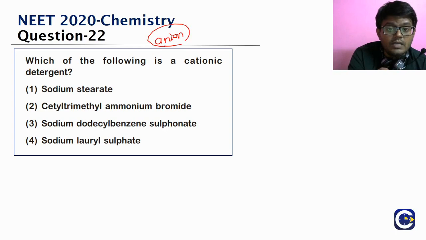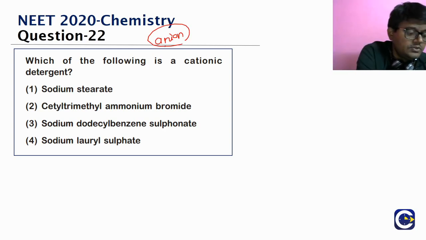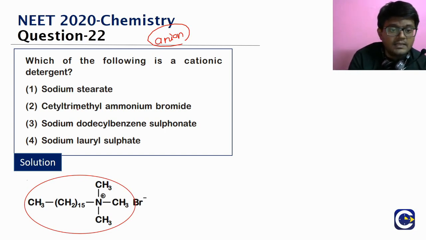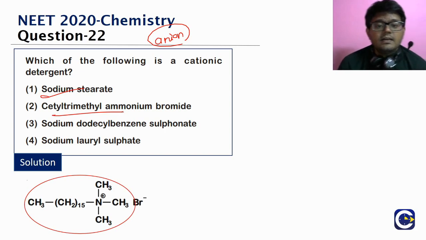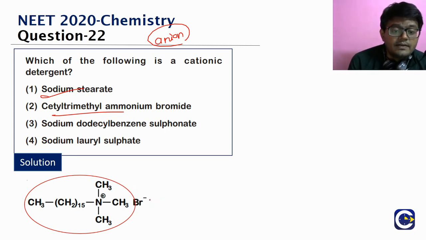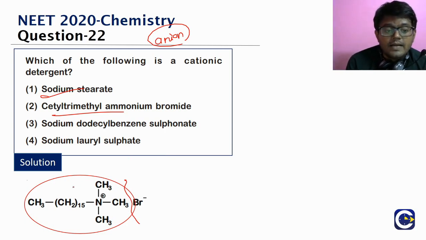But here what are we looking for? A cationic detergent. So you know what will be the cationic detergent? It will be cetyl trimethyl ammonium bromide. If you look at the structure, when this is forming a micelle, the part that will be having the hydrocarbon chain is the cation part.